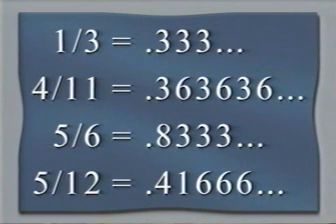1/3 is 0.333, and so on forever. 4/11 is 0.363636 forever. 5/6 is a little different. 5/6 is 0.8333. So the 8 starts out, and then we have the 3, and the 3's repeat, but the 8 is never seen again. 5/12 we have 0.41666. The 6's repeat forever. The 4 and 1 only are at the beginning.